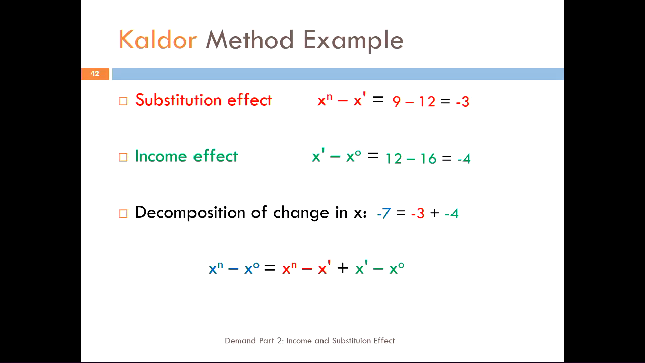We observed that the quantity demanded of X went down by 7. How much you attribute to the substitution effect and how much you attribute to the income effect is going to depend upon the method you use. The Hicks method says the substitution effect is -4 and the income effect is -3, and here the Calder method's the reverse. Okay, so I want to show you the substitution and income effect separately on the graph because the other graph is a bit busy, and to show you why it's -3 and -4.